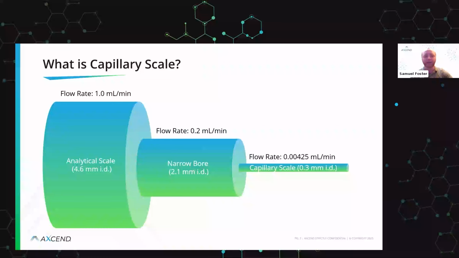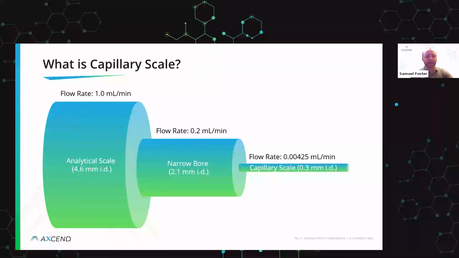So if we take a standard 4.6 millimeter ID column, these are your go-to for a lot of older analytical methods. Typically, you'll run those at about a milliliter a minute. If you wanted to achieve the same linear velocity on, say, a 2.1 millimeter ID column, you would have to operate at a flow rate of 0.2 milliliters a minute.